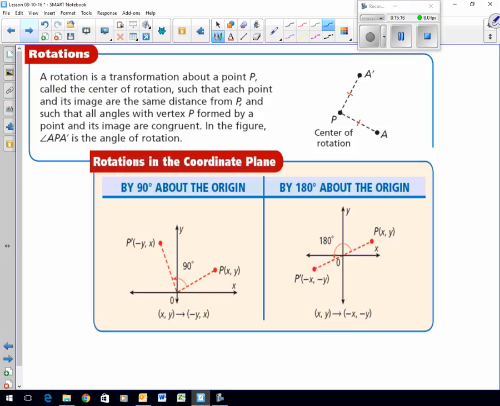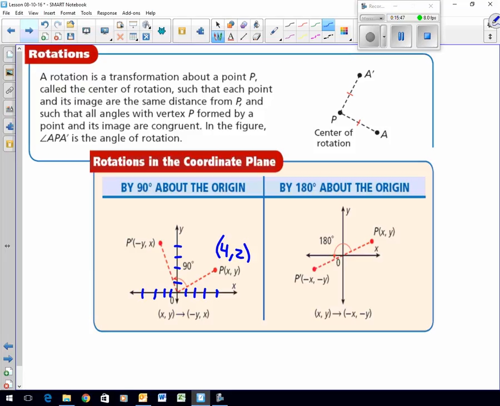Check it out here. Let's give this point P the coordinates 4, 2. Is that fair enough? Right 1, 2, 3, 4, up 1, 2. All right, cool. So point P was originally at 4, 2. And I rotate point P 90 degrees counterclockwise about the origin.